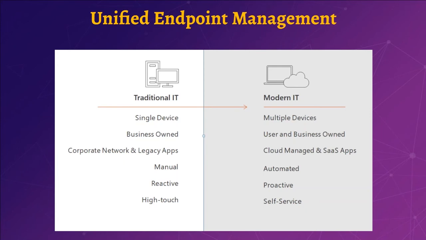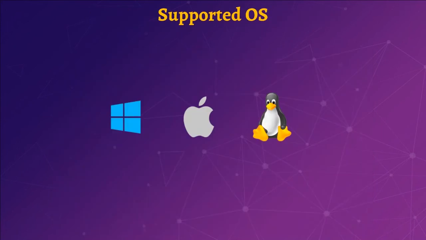Desktop Central supports 3 operating systems: Windows, Macintosh, and Linux. You can see the versions of each in the slide.